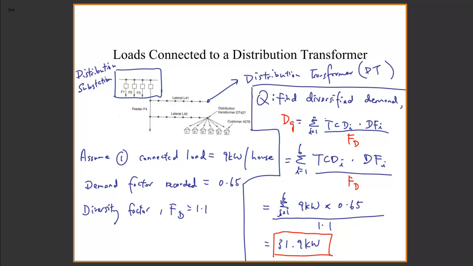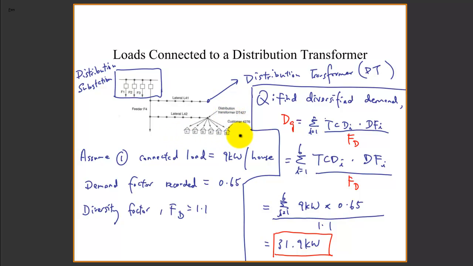This is a unique example that I talked about as well in the class. As you can tell, this is a distribution substation with 4 feeders going out, and our focus here is the 4 feeder. If you go through, this will be a primary distribution network, and the focus here is actually after the distribution transformer DT 427, and under that distribution transformer you have 6 loads.